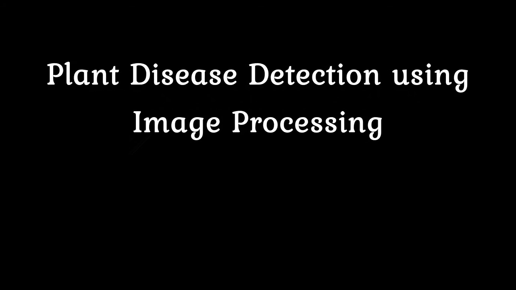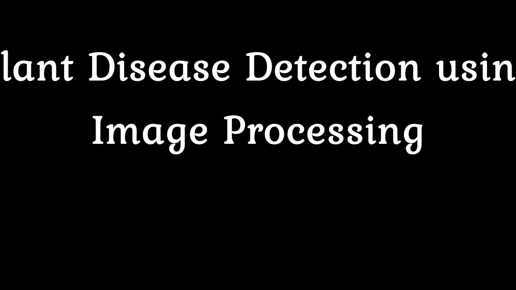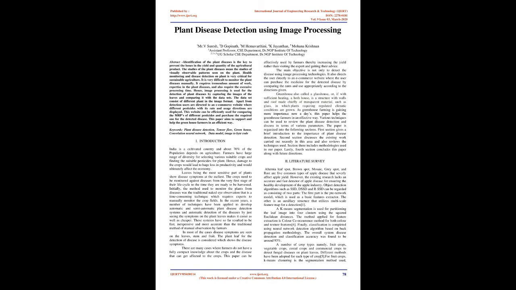Plant disease detection using image processing. Abstract: Identification of the plant diseases is the key to prevent the losses in the yield and quantity of the agricultural product. The studies of the plant diseases mean the studies of visually observable patterns seen on the plant. Health monitoring and disease detection on plants is very critical for sustainable agriculture.